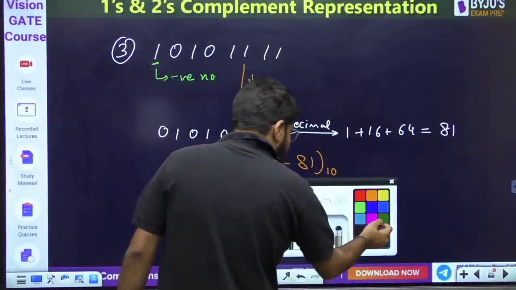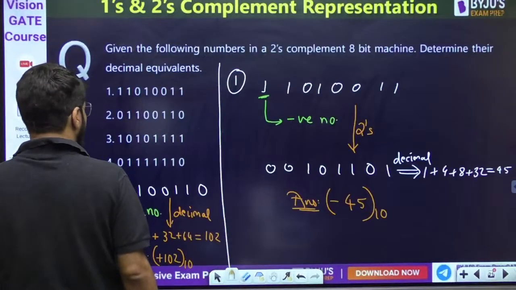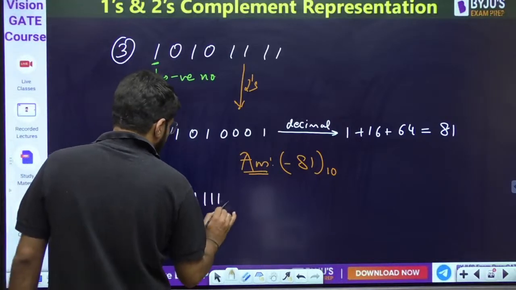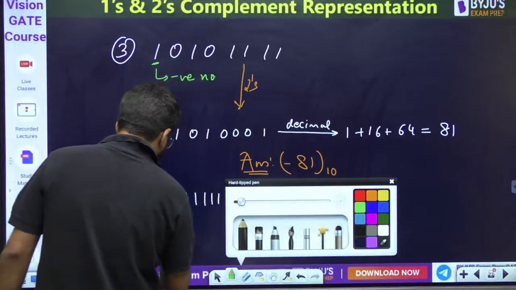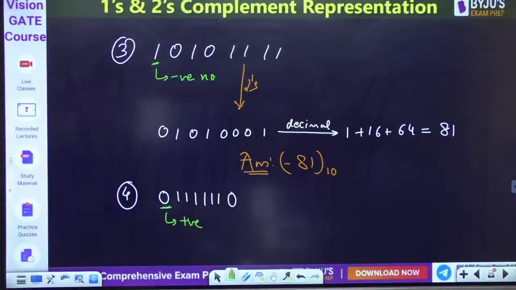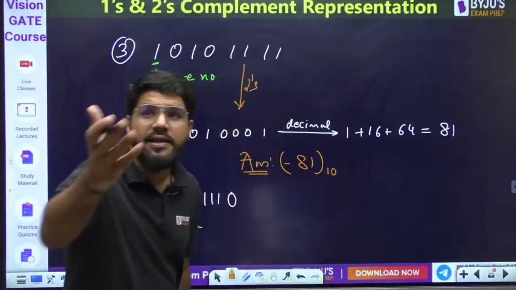And similarly, if this is clear, the fourth one will be clear. Okay, what is the fourth one? 0, 111, 111, 0. First observations first. MSB is 0. Sign bit 0 means it's a positive number. And if it is a positive number, how is it stored? Directly in the binary form.